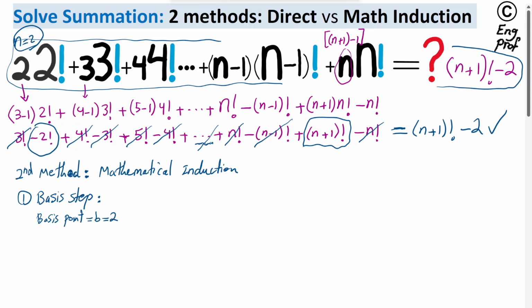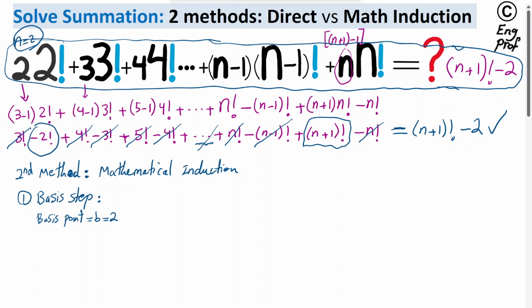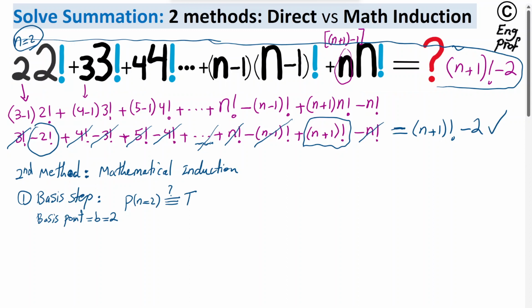So we need to show that if the statement shown here, if we refer to this statement as predicate P(n), which says left hand side is equal to right hand side, I need to show that P(n) for n equal to 2 is true. So is it true? To check that, the left hand side is the busy side, the one that is stating this summation or math series.